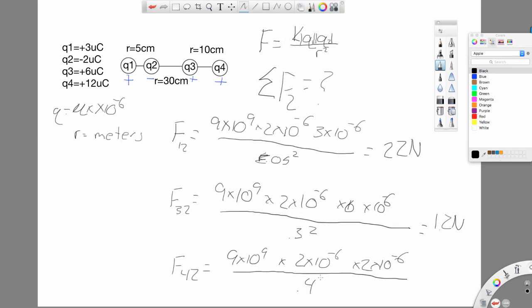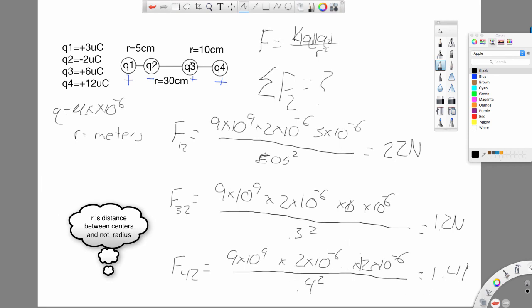0.4 squared. Now I got 0.4 because the distance between Q2 and Q3 is 0.3 meters, and between Q3 and Q4 is 0.1 meters. So the total distance between Q2 and Q4 is 0.4 meters. So we need to add these two distances together to get that value, and that's going to equal 1.4 newtons. That's supposed to be a 12 there.